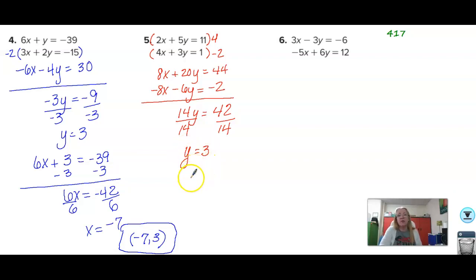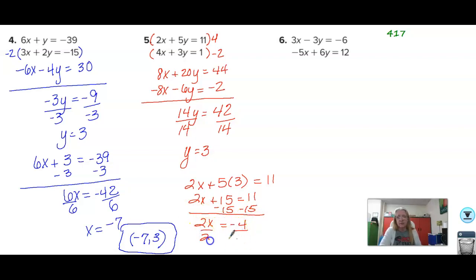Now I need x. I know y is 3. So let's see, I'll substitute in the first equation. 2x plus 5 times 3 equals 11. And 2x plus 15 equals 11. Subtracting 15 from both sides, I'm going to run out of space, gives me 2x is equal to negative 4. And divide both sides by 2. And I get that x is negative 2. So my solution to this is negative 2, 3.